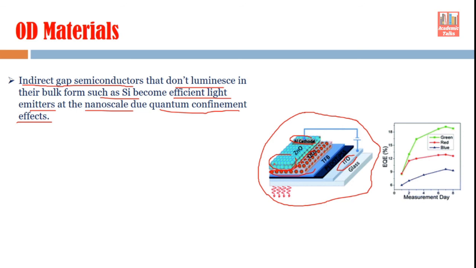and this produces light. So, it acts as a light emitting diode, and you can see the efficiency is shown for 3 different colors, for green LED, for red LED, and for blue LED. And the efficiency is very good.